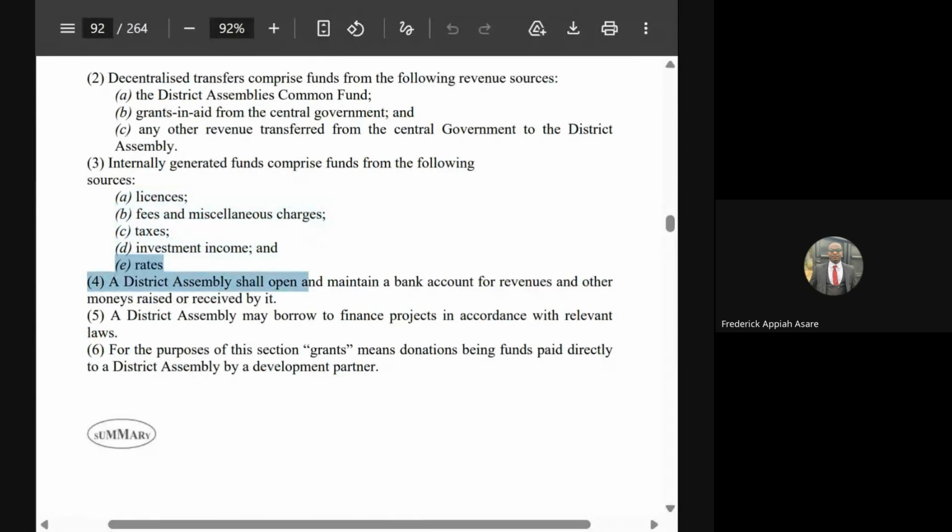Then the district assembly shall open and maintain a bank account for revenue and other money raised on receipt. So the money that the government will be transferring, they are not going to transfer it into the individual accounts of the district chief executive, but they will transfer it into the account of the district assembly.